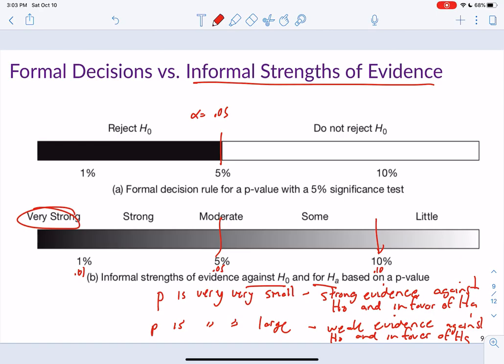But when your p-value is very, very small, that means essentially it's extraordinarily unlikely that you would have observed the results that you would have given that the null hypothesis is true, which means you have very strong evidence against the null hypothesis.